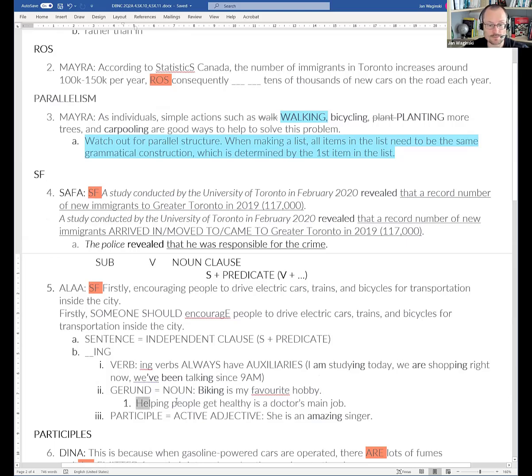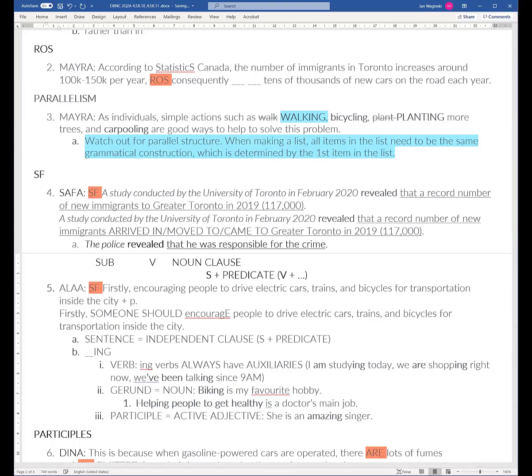So I wrote this sentence here, helping people get healthy. You could put helping people to get healthy, that's okay too. Helping people to get healthy is a doctor's main job. This here is the subject. This is your verb, and this is just the object, right? Or in this case, it's a complement, same thing. So your whole sentence was just this part, and this is just the subject. So you would need a predicate.